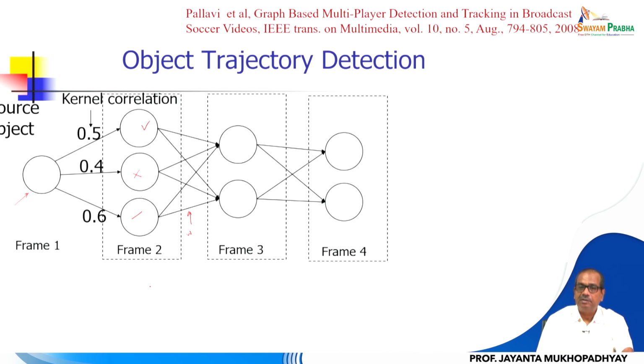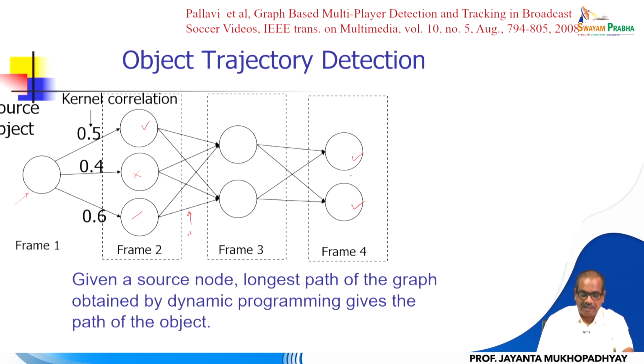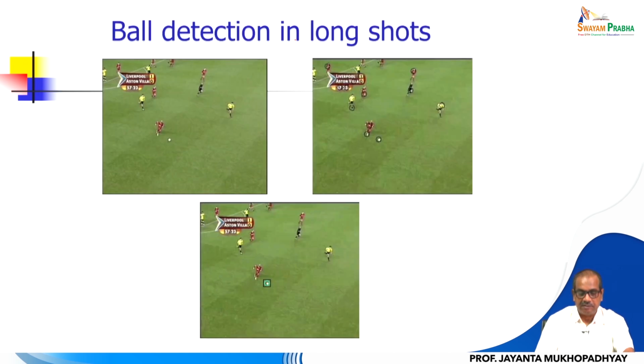This gives you this kind of directed weighted graph, and these are the possible destination nodes, or locations. You compute the longest path along it. So this is the problem statement once again: given a source node, the longest path of the graph, obtained by dynamic programming, gives the path of the object. You can read this algorithm in much more detail in this particular paper.